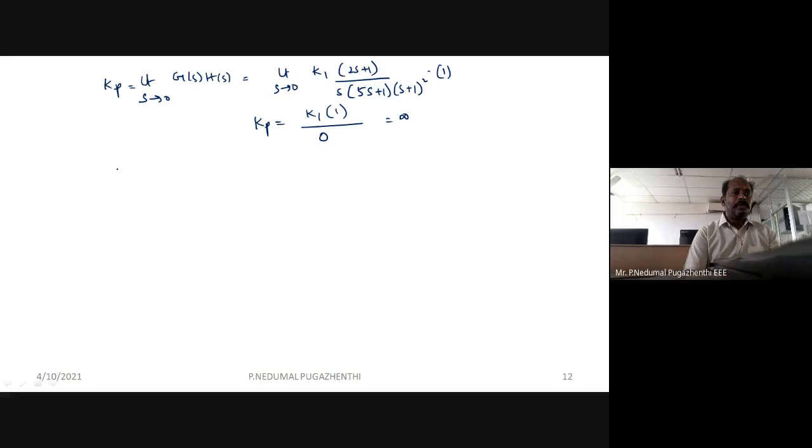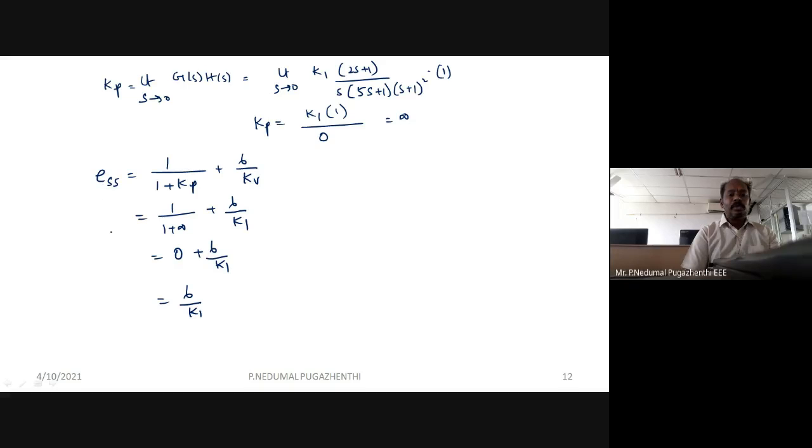So if I apply that in the proposed formula, ESS is equal to 1 plus Kp plus 6 by Kv. Already we have found what Kv is. Kv is equal to K1, right? So now Kp is also found: 1 plus infinity plus 6 divided by K1. So 1 by infinity is going to be 0, plus 6 by K1. So obviously I will get 6 by K1.